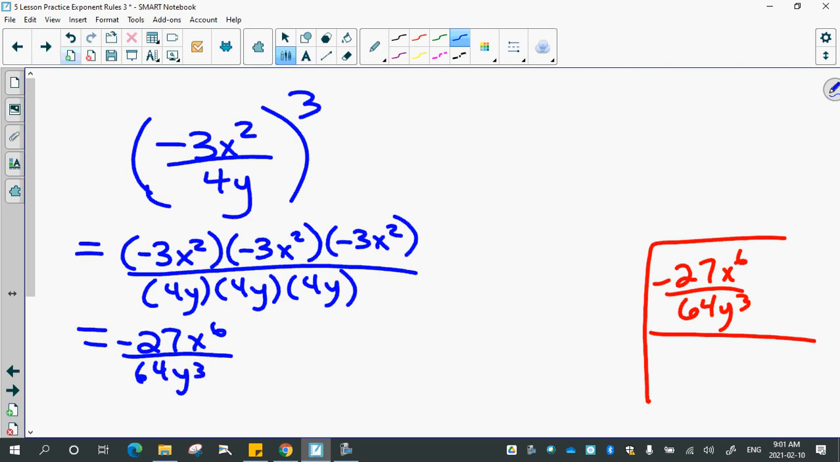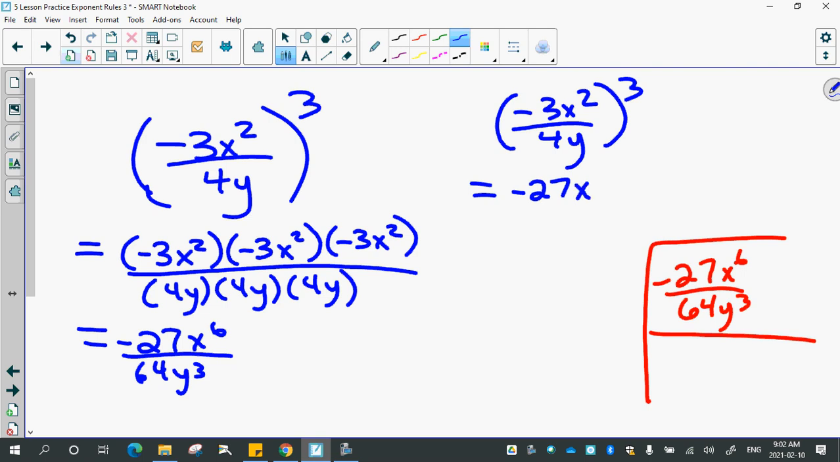Then I had people going straight to the answer. So to do that, they were thinking negative 3 to the power of 3, x squared to the power of 3, I keep the base and multiply the exponent. 4 to the power of 3 is 64. Y to the power of 3 is y to the third. Okay, so that 3 has 4 jobs, 2 on top, and 2 jobs on the bottom.